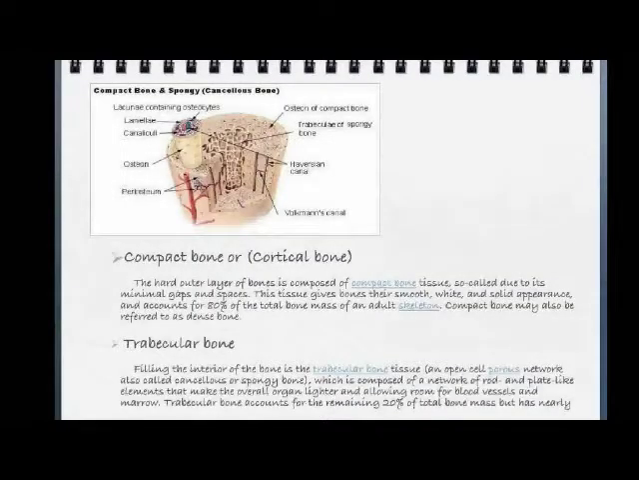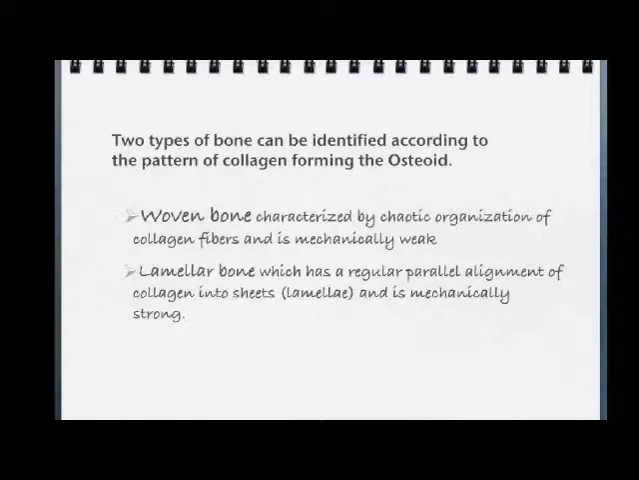Structure. What is the bone, anatomically? The bone consists of two different types of bone. It's a compact bone, which is the cortical bone, surrounding the mass of the trabecular bone. By function and definition, the two types of bone can be identified according to the pattern of the collagen forming the osteoid. Here we have a woven bone, and here we have a lamellar bone. The differential of woven bone versus lamellar bone.